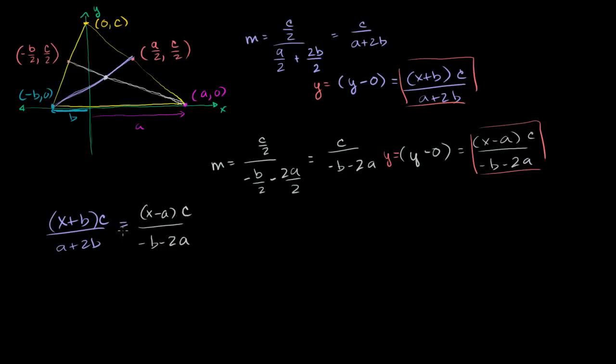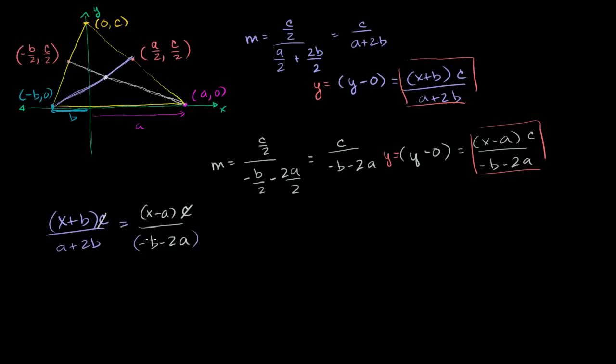Well, both sides are divisible by c. We can assume that c is non-zero, so this triangle actually exists. It actually exists in 2 dimensions. So we can divide both sides by c, and we get that. And let's see, now we can cross multiply. We can multiply x plus b times this quantity right here, and that's going to be equal to a plus 2b times this quantity over here. And so we can just distribute it.